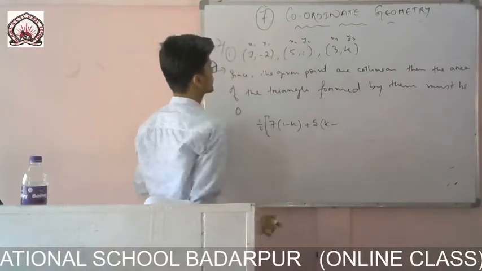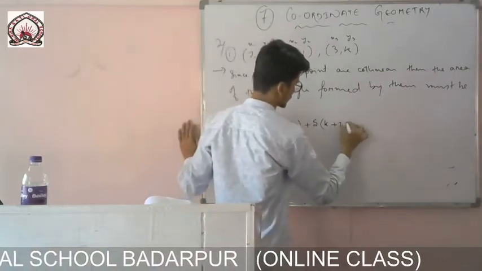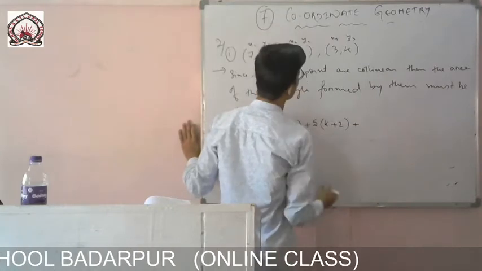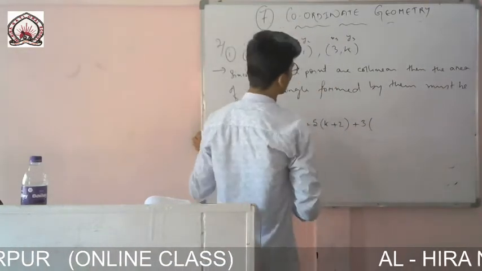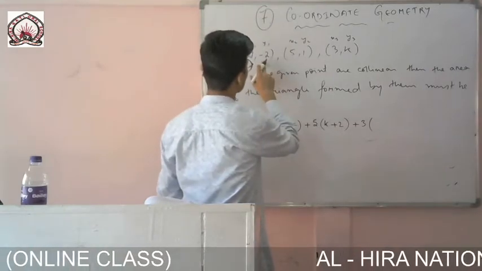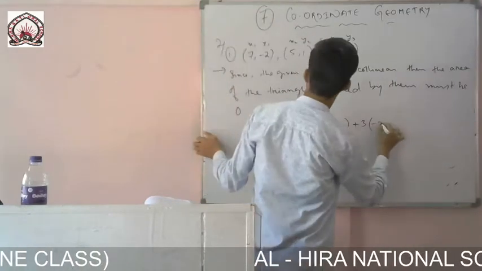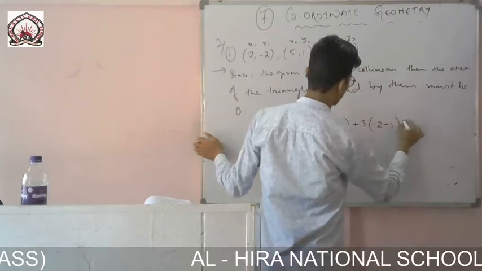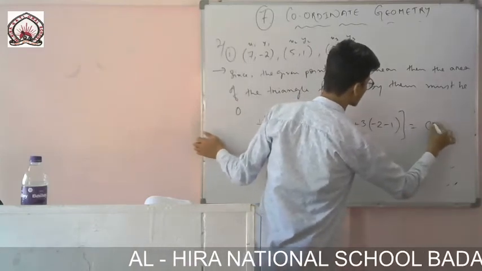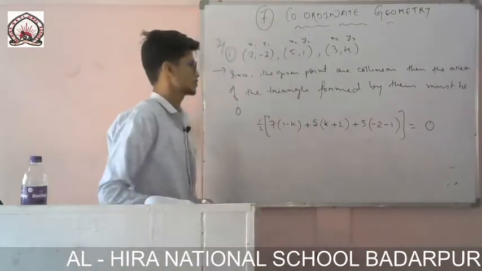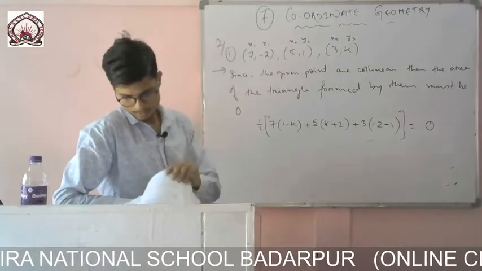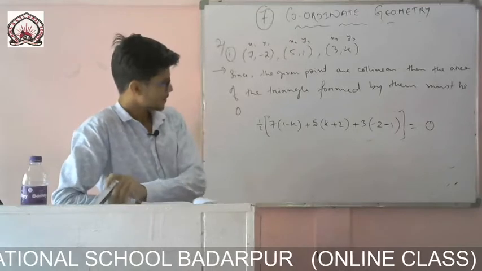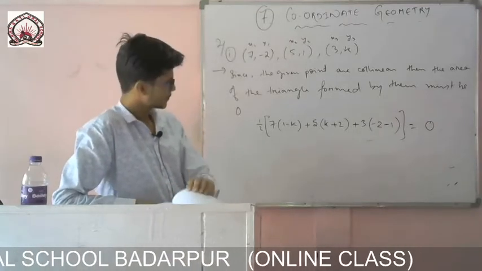So minus minus becomes plus. Then last it is 3, and the formula is y1 minus y2, so minus 2 minus 1, which is equal to 0. So if the points are collinear, then the area of the triangle will be equal to 0.